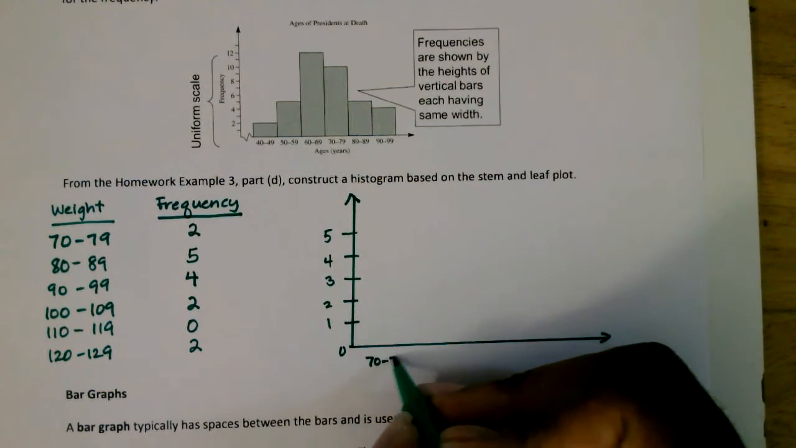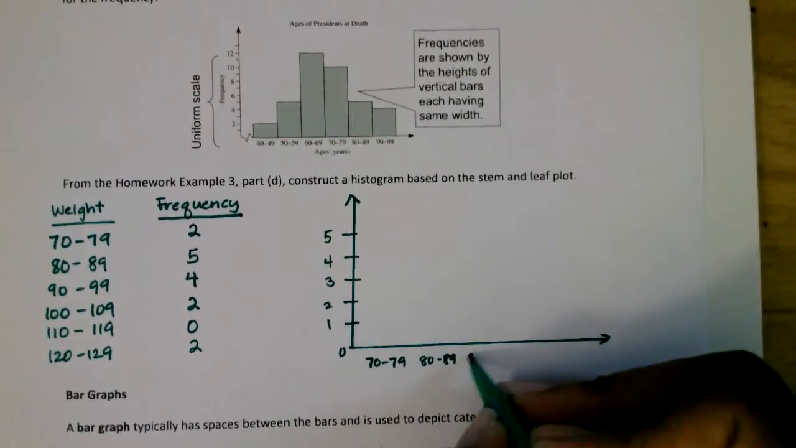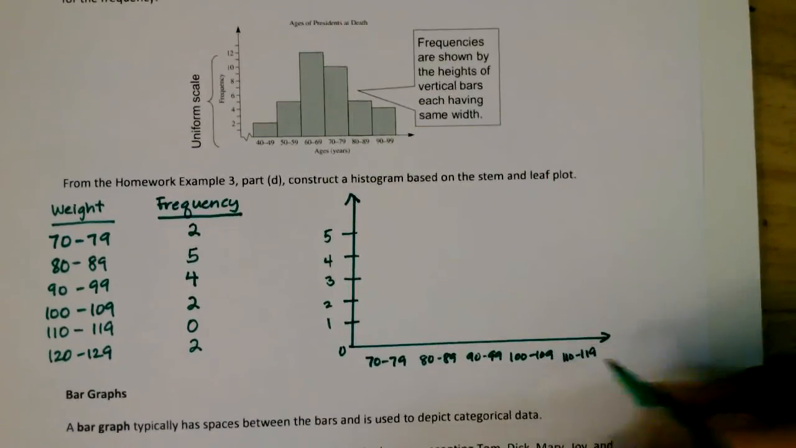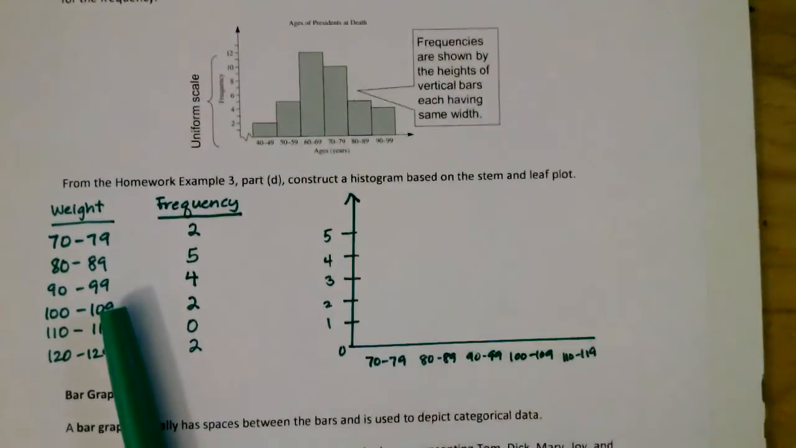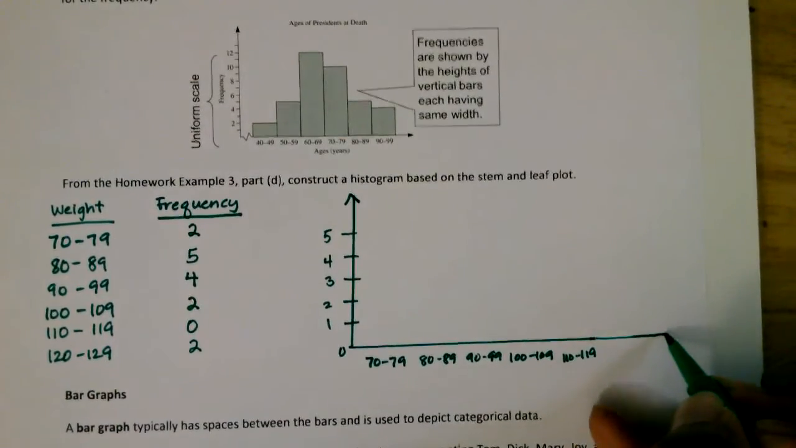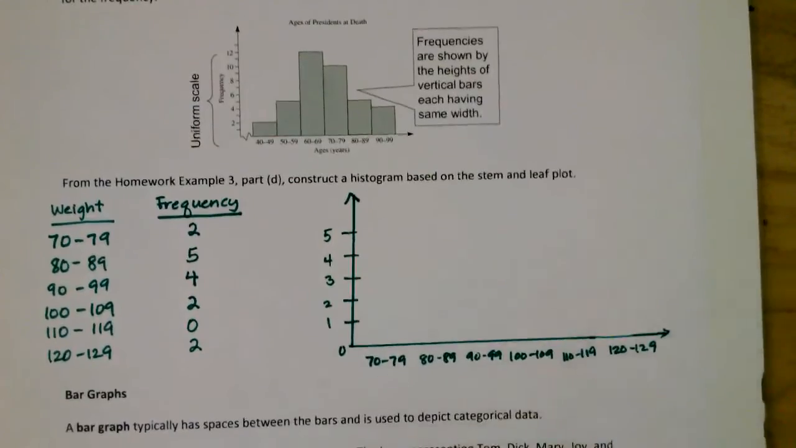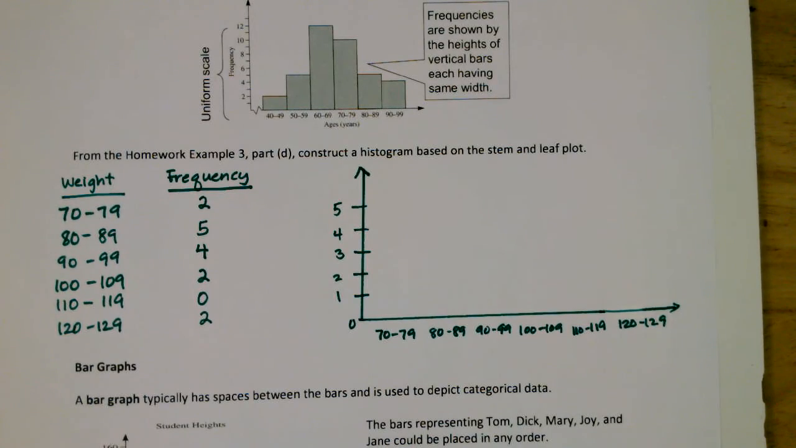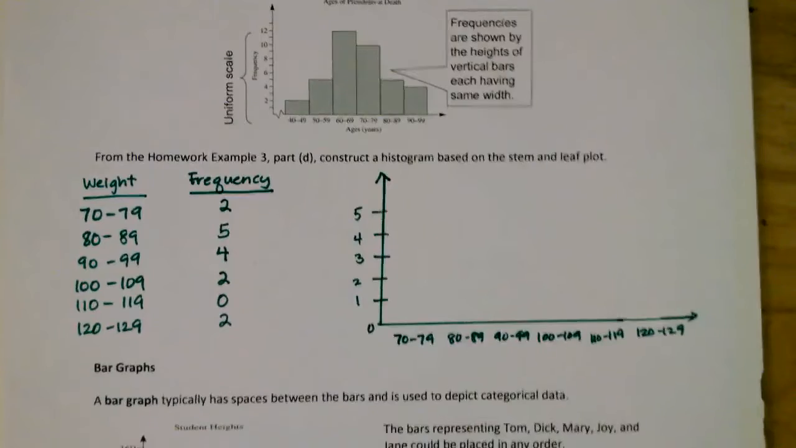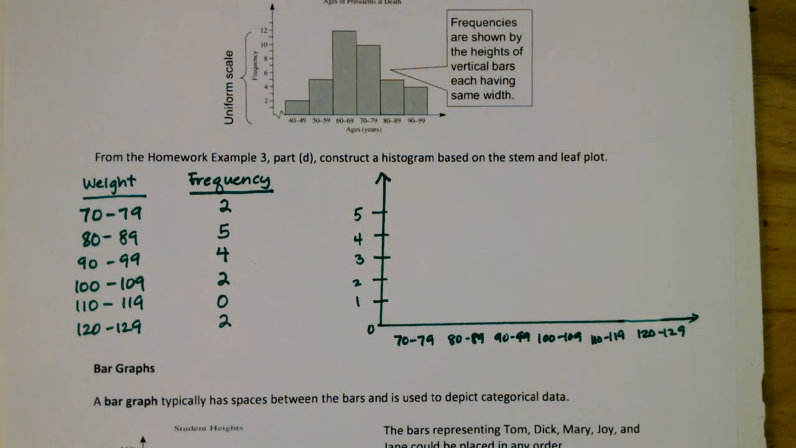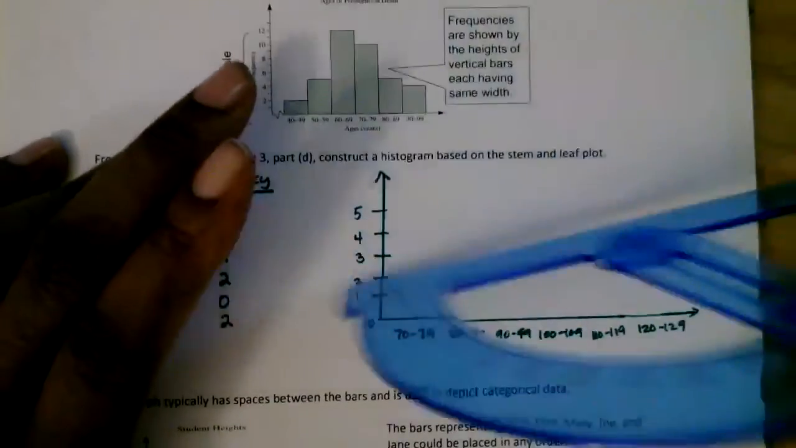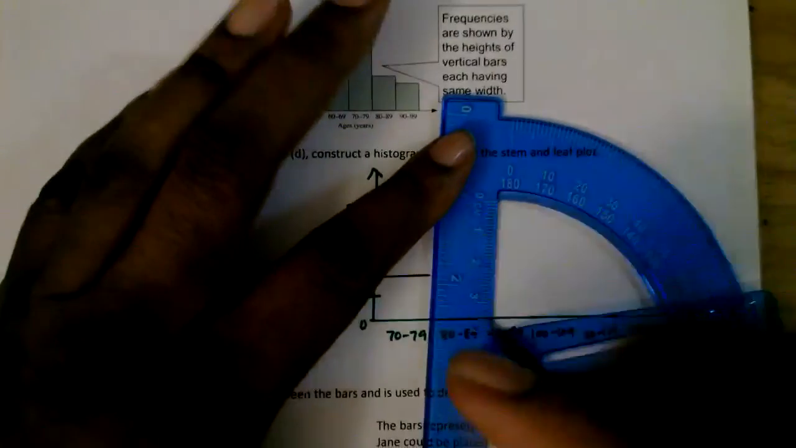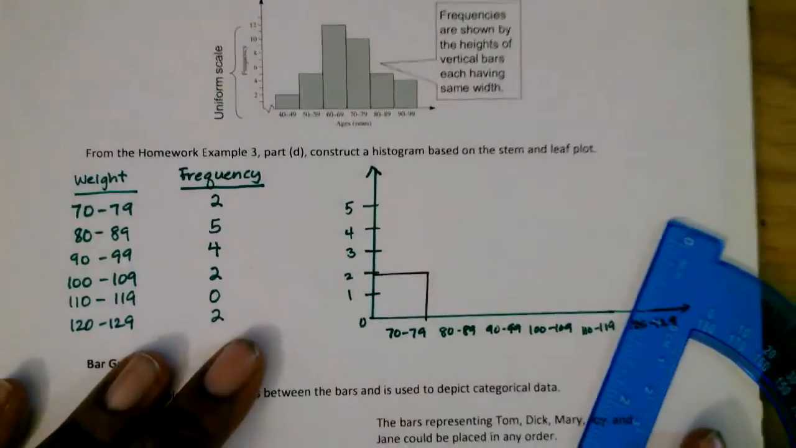Let's see, the horizontal axis will be from 70 to 79, then 80 to 89, 90 to 99, 100 to 109, 110 to 119, and 120 to 129. All right, so here I'm going to be drawing bars that are next to each other. From 70 to 79, the frequency is only 2, so the height of that bar will be at 2. So I'm going to draw a bar going this way, and then it's going to come down like this, 70 to 79.